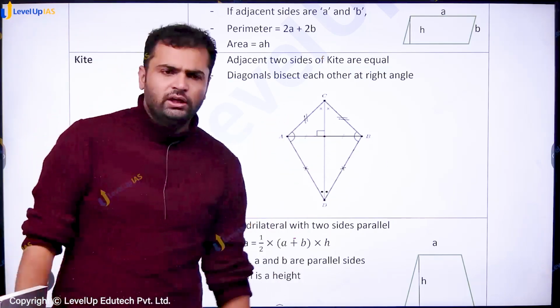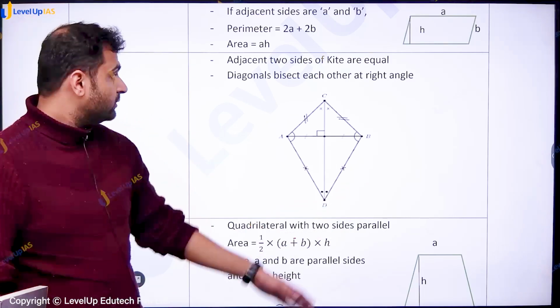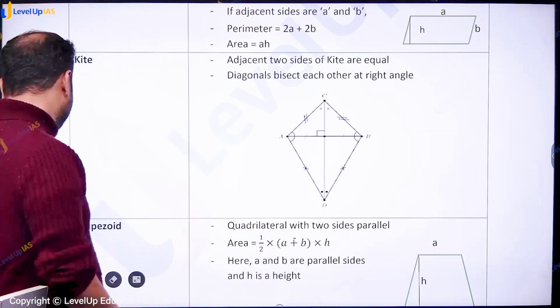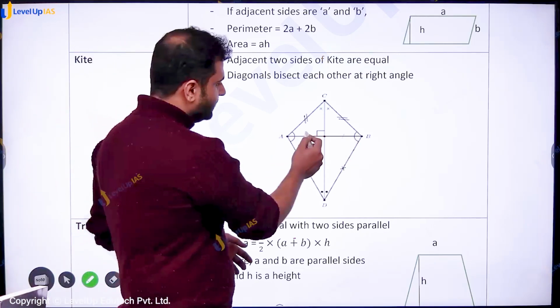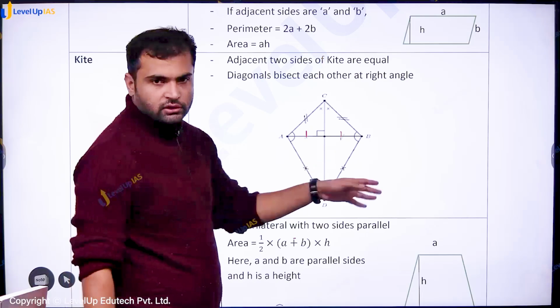Again, only relevant properties: diagonals bisect each other perpendicular. That is all. Not that the diagonals bisect each other. This diagonal is bisected. The longer diagonal is not bisected. The smaller diagonal is bisected.